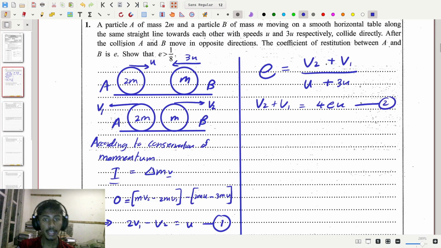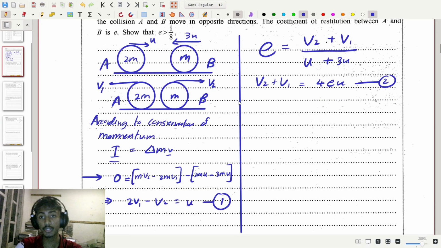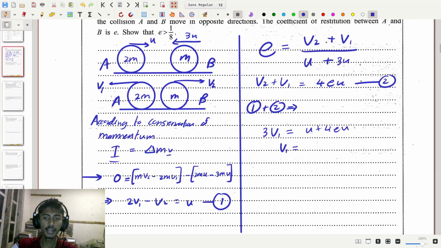Now what we can do here is to combine equation number 1 and equation number 2 in order to find the equations for V2 and V1. In this particular case, if we simply add equations 1 and 2 together, this V2 and this minus V2 cancel, leaving us with 2V1 and another V1, which is going to be 3V1 equal to U plus 4EU. Now here we get V1 equal 1/3, and if I take the U out here, I'm going to get 1 plus 4E times U. This is our value for V1.